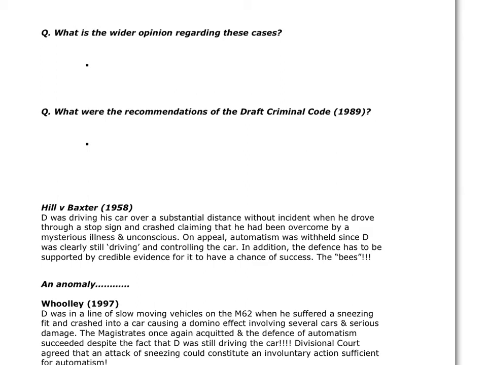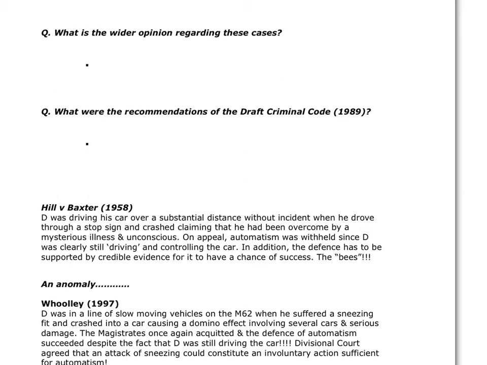The defence could succeed. So it'd be a much fairer test, much more realistic, and it would allow the defence sometimes if it was rightly deserved. So a good recommendation by the draft Criminal Code. That was 89, so the chances of reform are pretty slim.